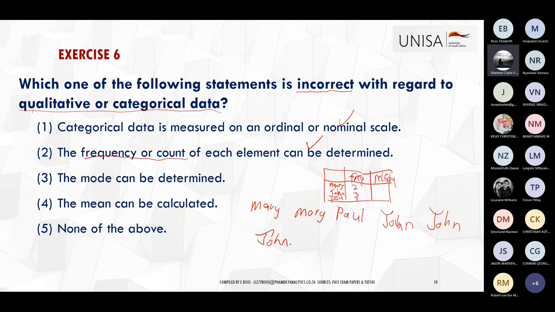Yes, that would be the most. So if there's 2 Marys and 3 Johns, it would be Johns. So John will be our modal data in terms of this. So yes, we can determine the mode.